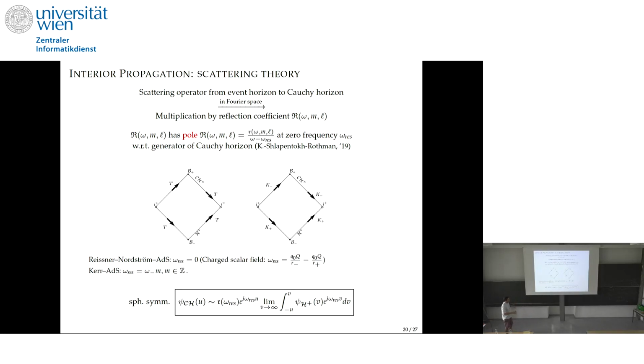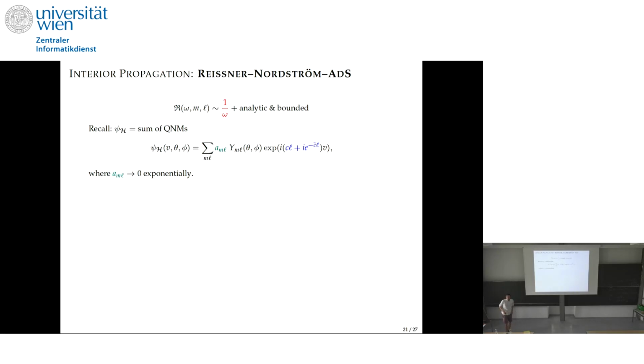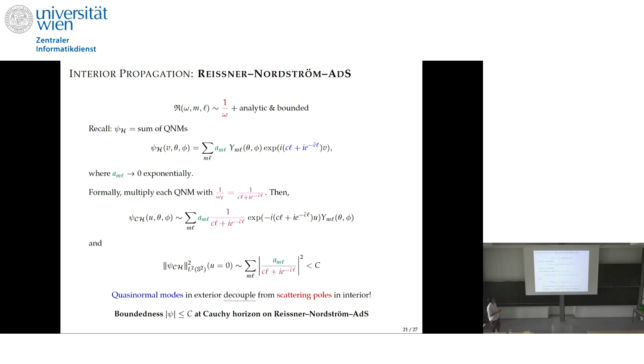Okay. So I've said a lot of things now, and I'm wrapping up. I'll go to the next slide. So on the Reissner-Nordström AdS black hole, I just say now that the reflection coefficient has 1 over omega. In this case, there is no rotation. Plus the rest, which we forget about. And moreover, I set this little mass, let's say, for the heuristics to be equal to 1. So then we know that C is a sum of quasi-normal modes from the exterior, where this decays exponentially. And from the scattering map, because we are already in Fourier space, we just have to multiply each quasi-normal mode on the event horizon with 1 over omega at the Cauchy horizon. And then at the Cauchy horizon, we get this formula. So we just multiply each quasi-normal mode with the worst term, which is 1 over omega, and then we get this formula at the Cauchy horizon.